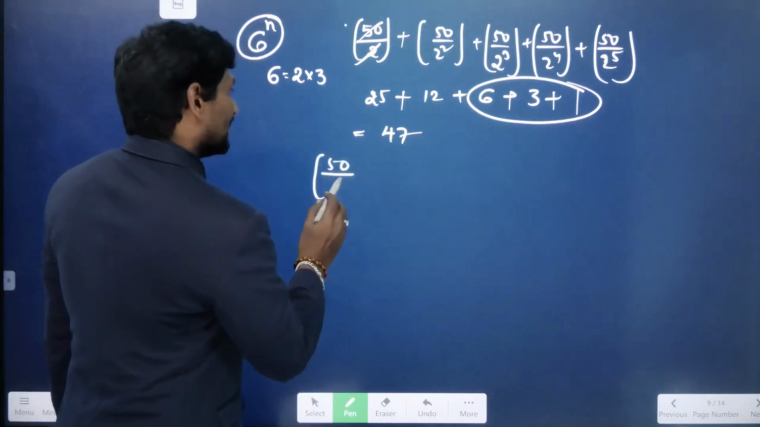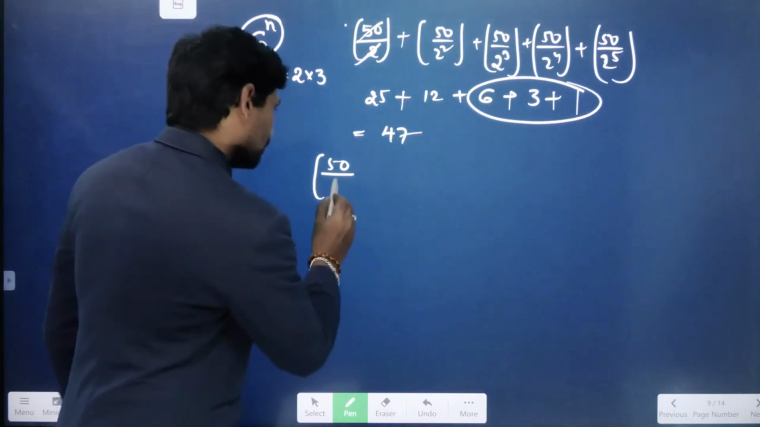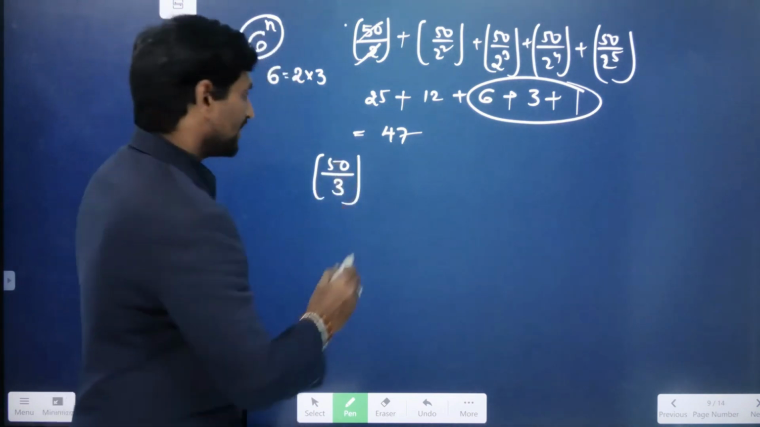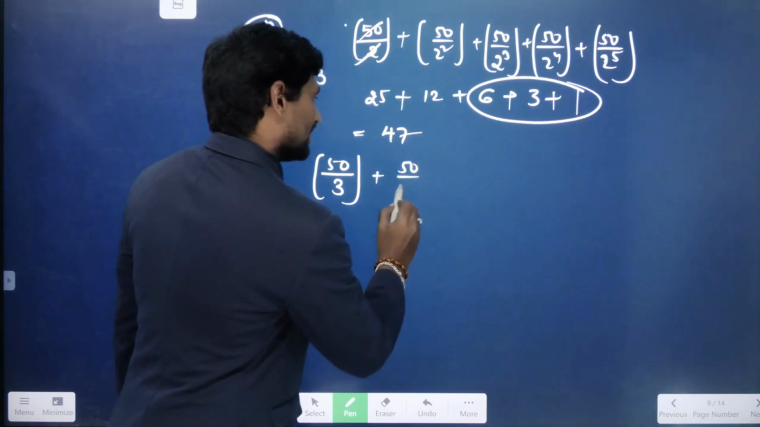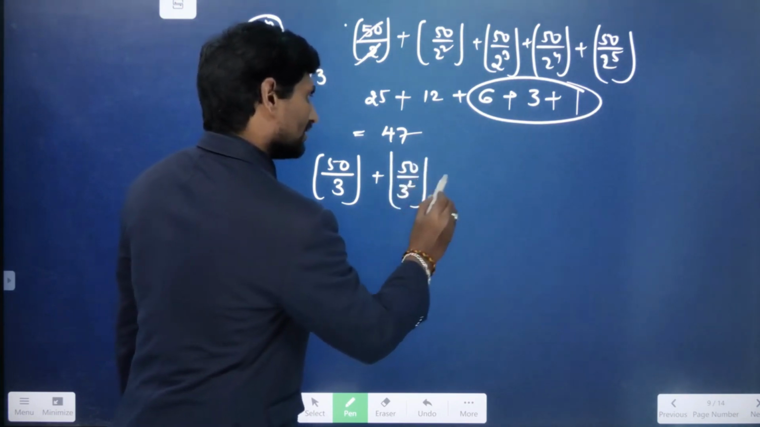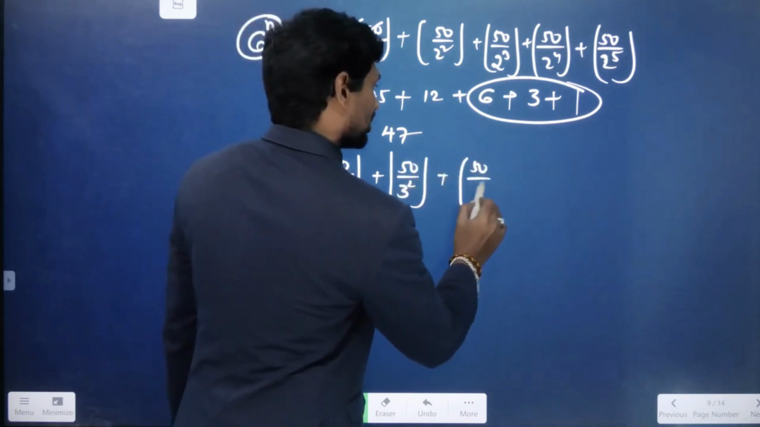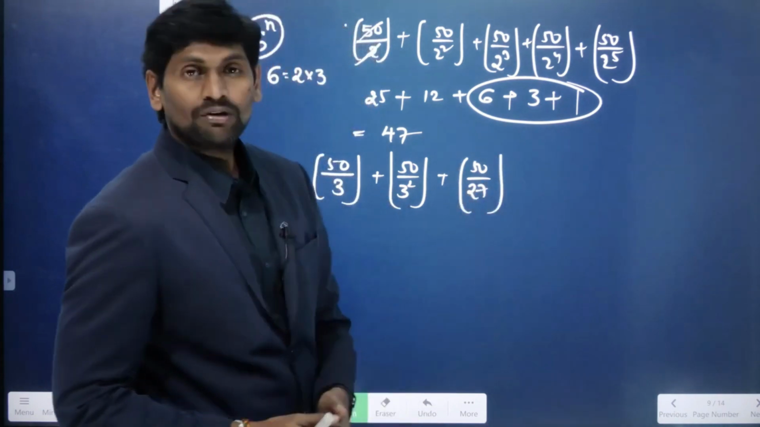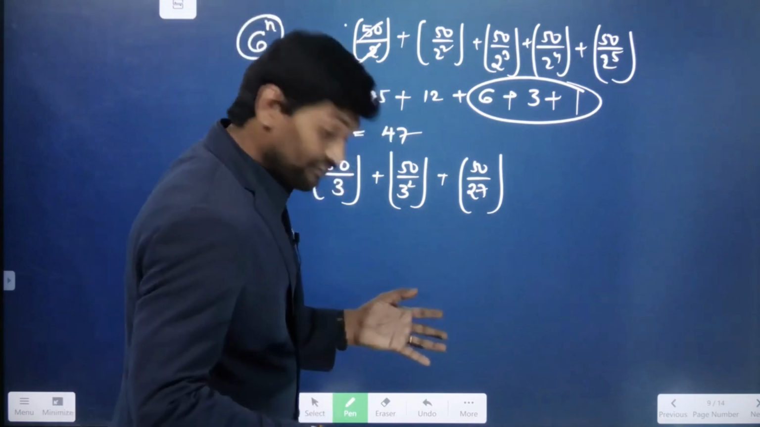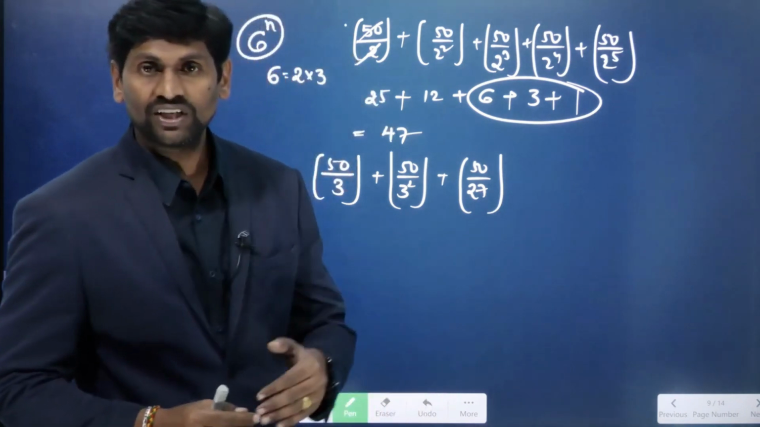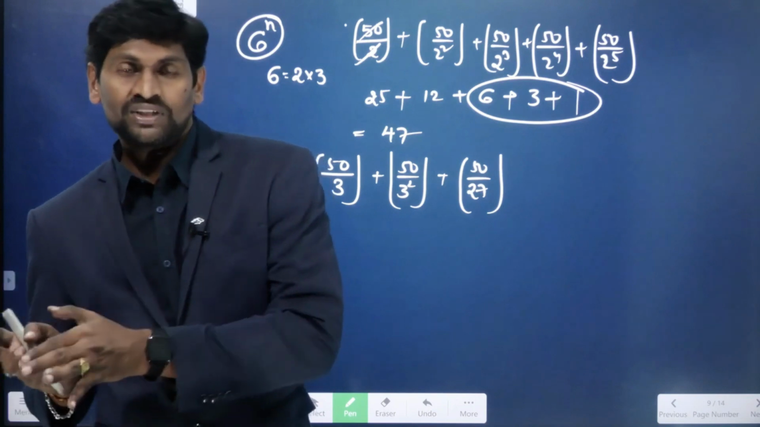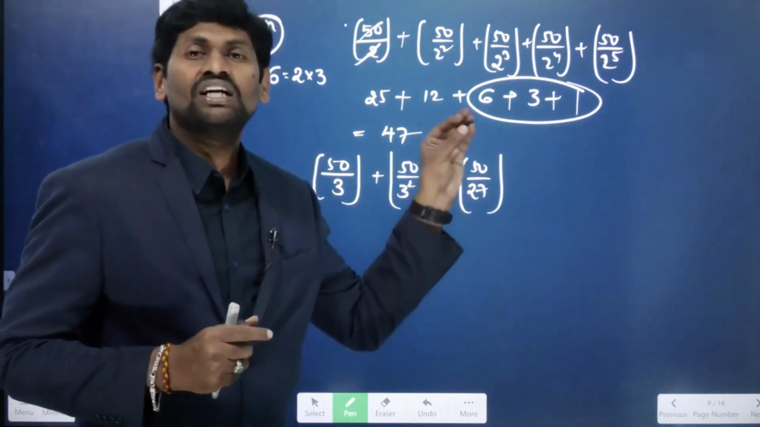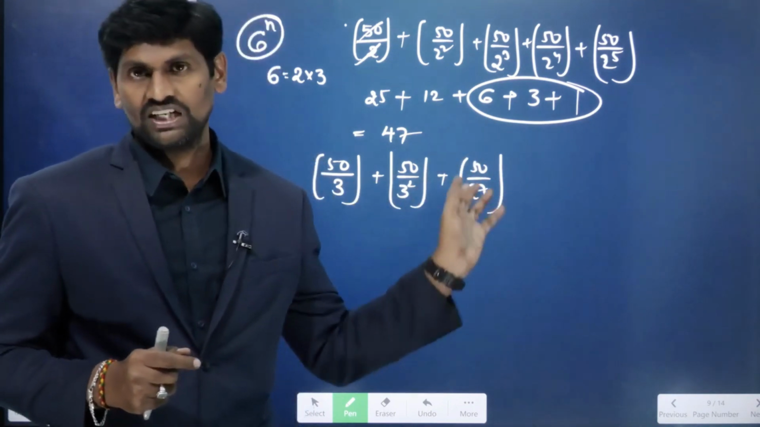Now for 3, the highest power of 3 we need to identify. So the greatest integer of 50 by 3, plus 50 by 3 square, value is 9, 50 by 3 cube, value 27, 50 by 3 power 4, value 81. 81 we can neglect because it is more than 50. The answer will be 0 point something. According to the greatest integer function, it reaches 0. So we can neglect from there onwards.